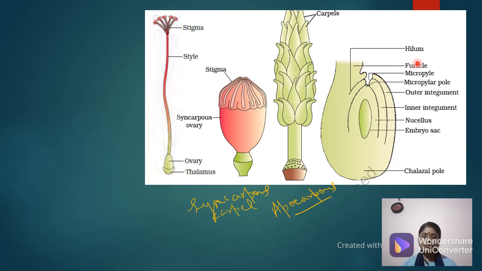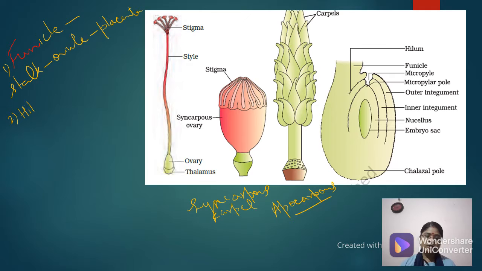Okay. So just let me help you to write it. So funicle is what? Funicle, you can say it's a stalk that helps in joining your ovule. It joins your ovule with the placenta. Okay, so this is your funicle, and the second is your hilum. It's a junction between your funicle and your ovule.